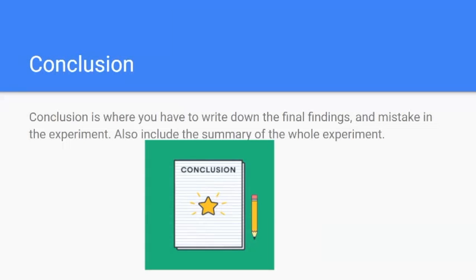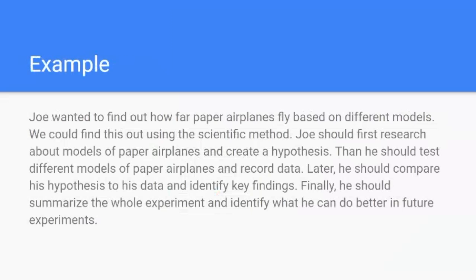The last step of the method is the conclusion. The conclusion is where you have to write down the final findings and mistakes in the experiment. The main part of the conclusion is to include a summary of the whole experiment. For example, you have to include a guiding question, you need to include your hypothesis, you need to include your data and data analysis, and give a simple overview of the whole experiment.